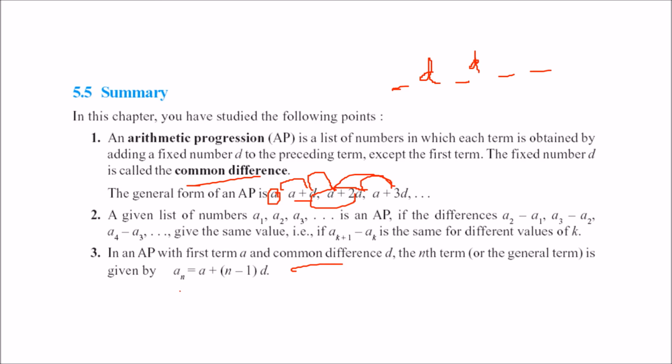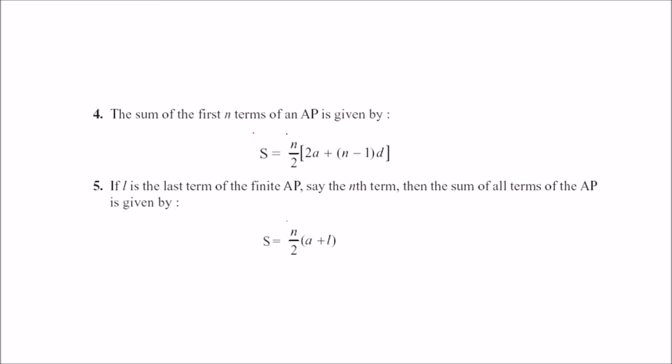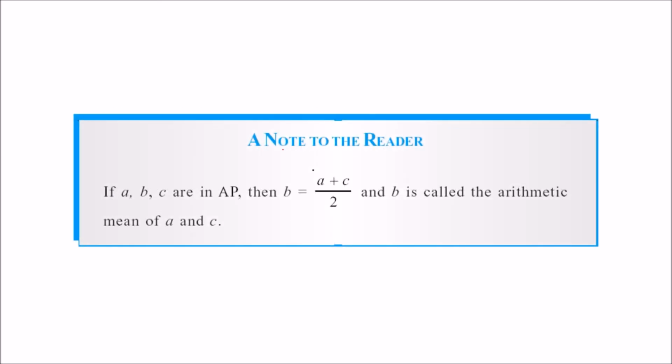Any nth term will be given by A plus n minus 1 into D. Then the sum of first n terms of an AP is given by S equal to n by 2 into 2A plus n minus 1 into D. If you know the last term, sum will become n by 2 into A plus L. A will be the first term, L will be the last term. And if A, B, C are in AP, you can directly find B is equal to A plus C by 2.